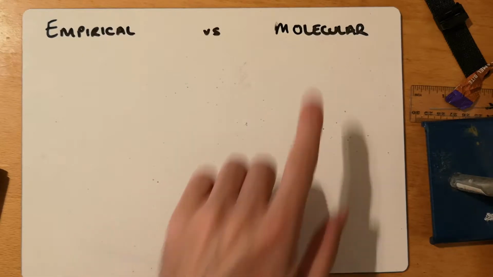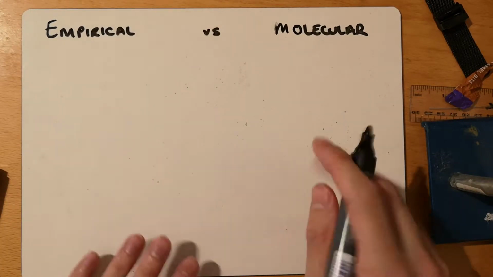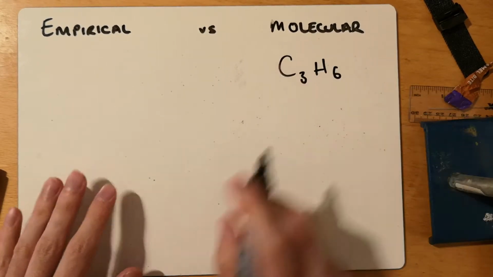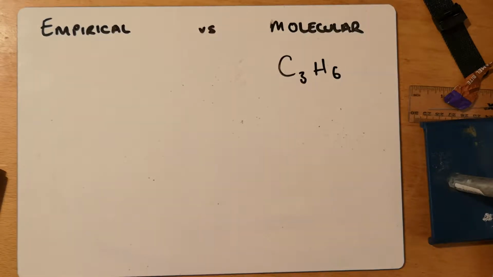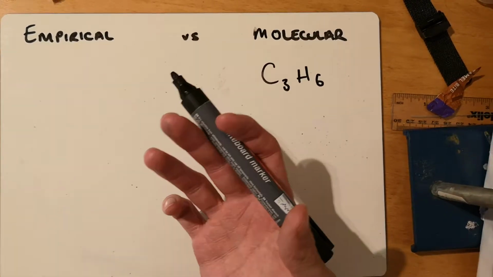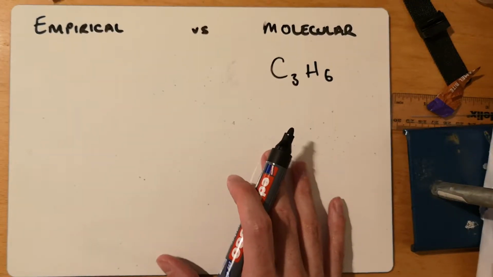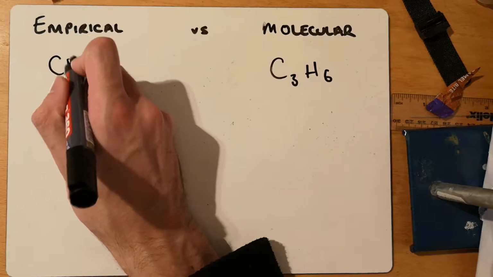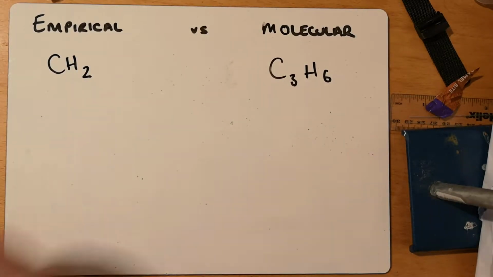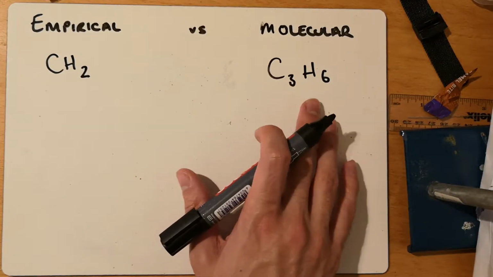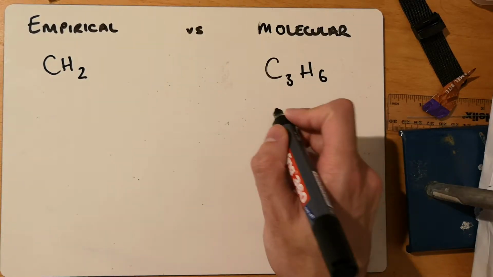Now, we've already seen molecular formulas before. So we might have a molecular formula, so C3H6. Now the empirical formula is based off the molecular formula, but it's the simplest ratio in which we can express these atoms. So here we've got C3H6. Now we can divide each of those by 3 to get down to CH2. And the empirical formula will be the simplest expression of this molecule.